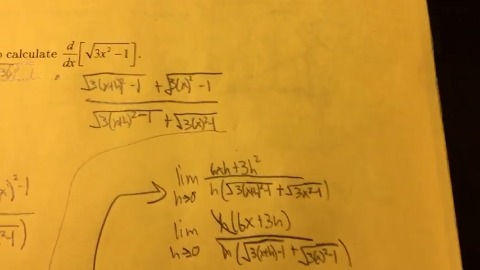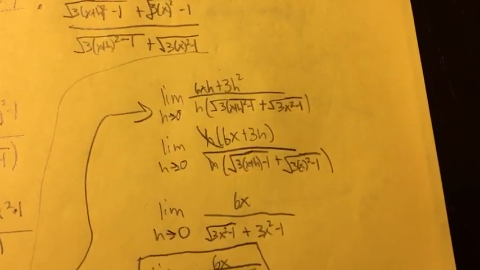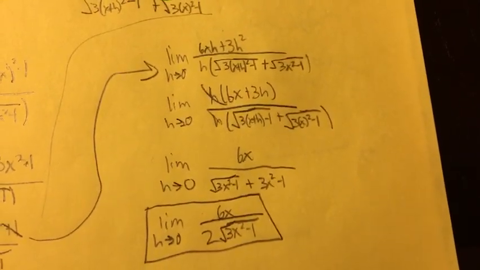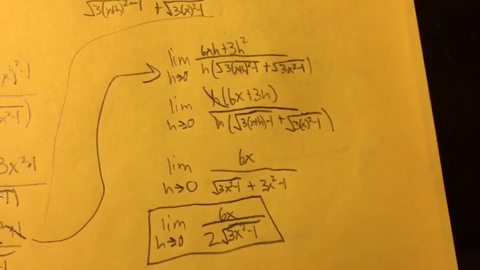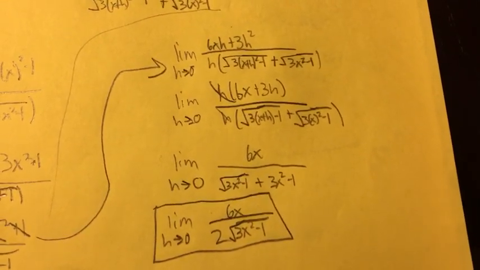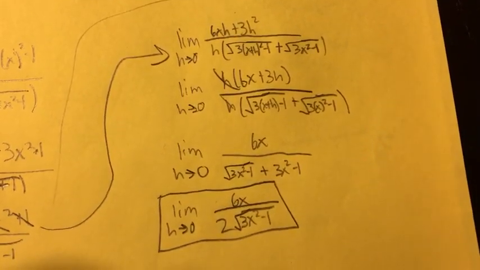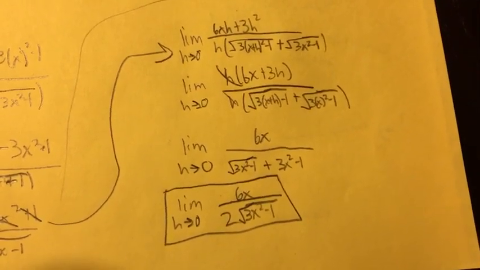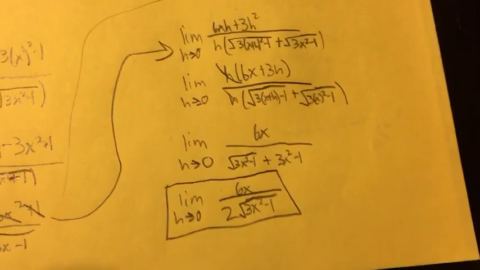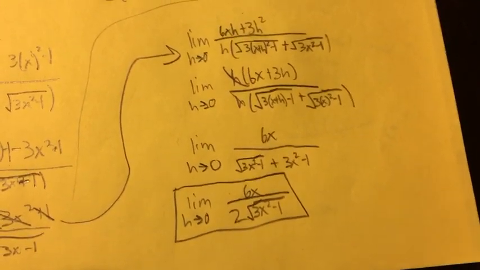And then the h's cancel right here, and you're left with the limit as h goes to 0 of 6x over square root of 3x squared minus 1 plus square root of 3x squared minus 1, and then as h goes to 0, you plug in 0 for h, and you get 6x over 2 square root of 3x squared minus 1.